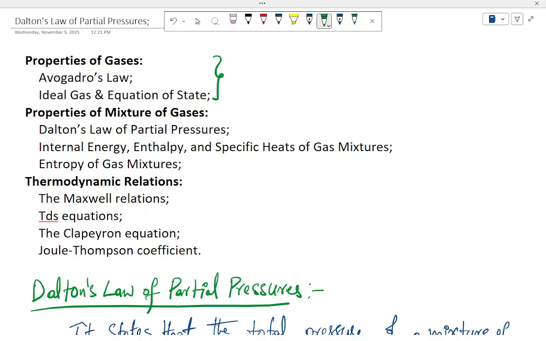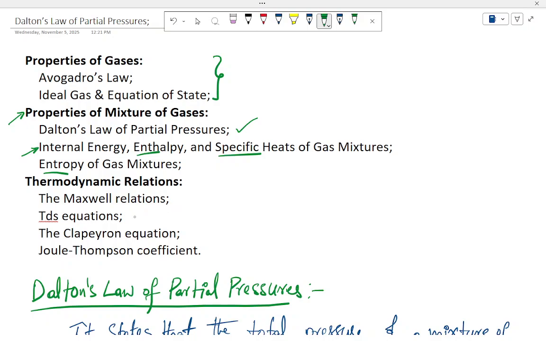Right. Good evening, students. In the last class, we started the discussion on properties of a mixture of gases, and we completed our discussion on Dalton's law of partial pressures. Now, let us look at the internal energy concept, enthalpy concept, specific heat, and entropy concepts in this particular class.